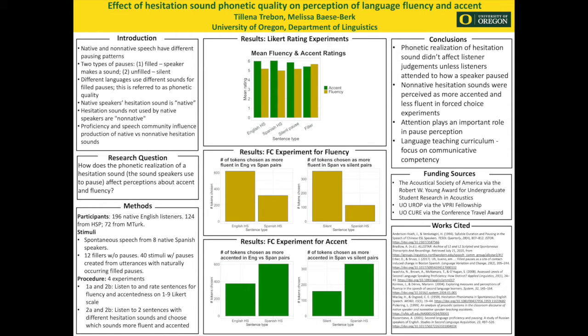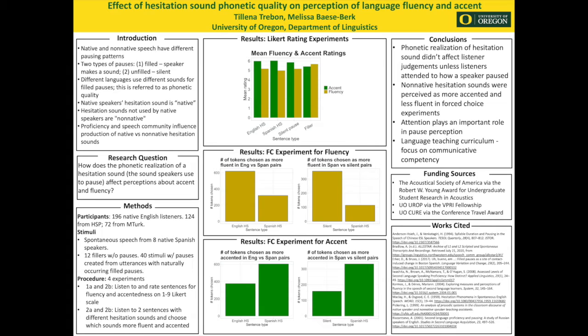Stimuli for these experiments were drawn from the linguistic corpus All-Star. Participants listened to spontaneous English speech from 8 men who spoke Spanish natively and English as a second language. 40 sentences were stimuli that contained a silent pause, Spanish-filled pause, or an English-filled pause. These 40 stimuli sentences were created from sentences with naturally occurring filled pauses. In 2 of the 4 experiments, 12 filler sentences that did not contain pauses were also used.